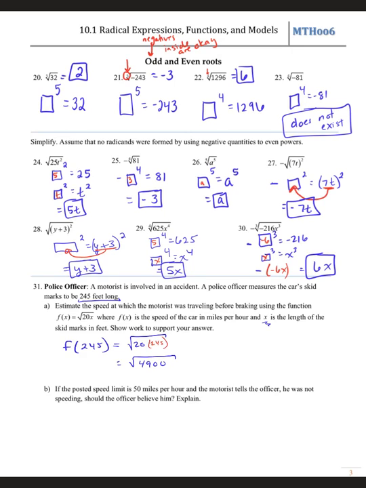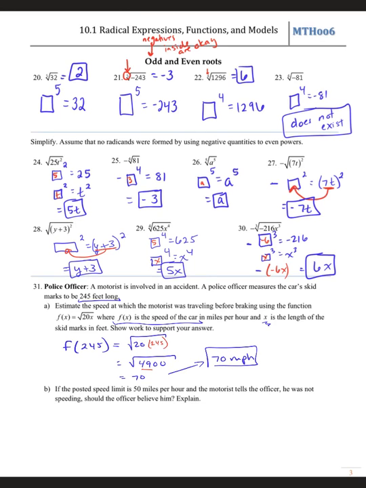Now, an easy way you can do this in your head is to think, okay, what's the square root of 49? That would be 7. And the square root of 100 would be 10. Put them together, or you can type it into your calculator. When we type the square root of 4,900 in, you get the value of 70. Now keep in mind, f of x represents the speed of the car. So that means that the car was traveling 70 miles per hour.